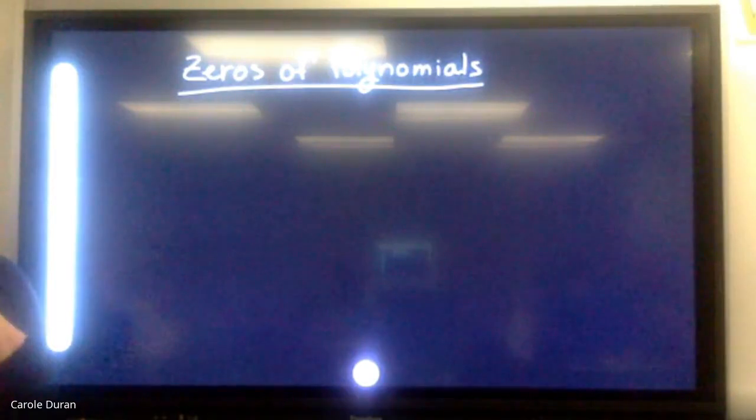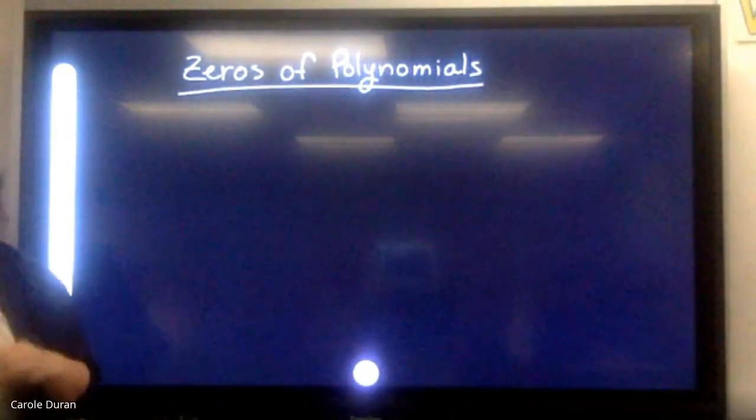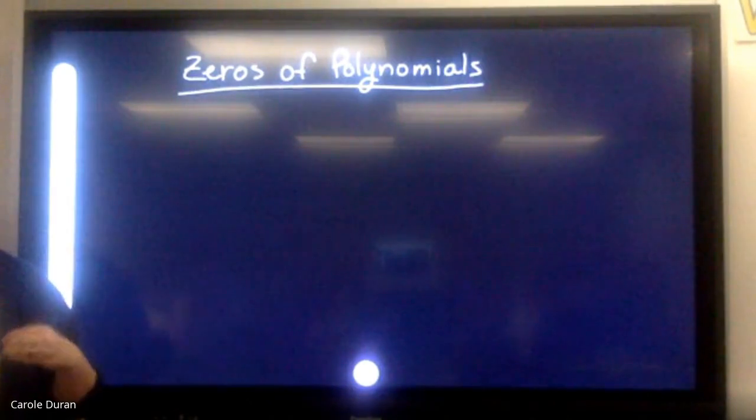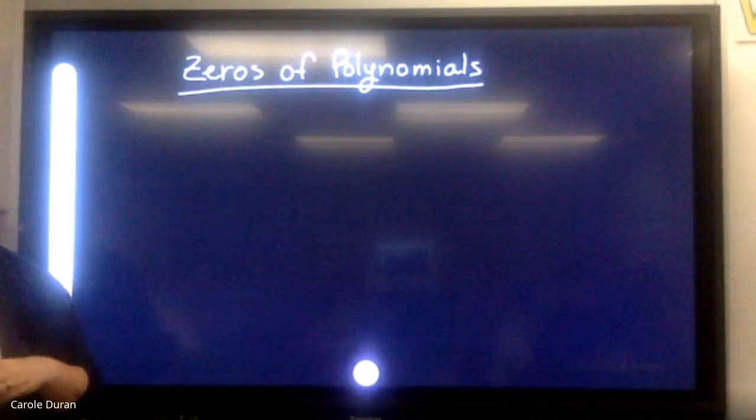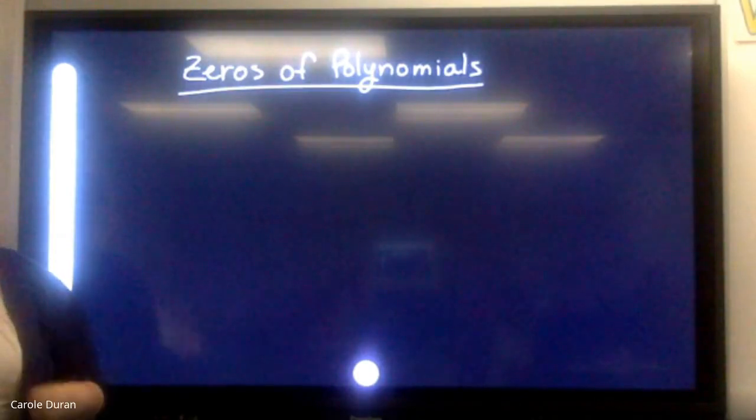Okay, so we did graphing based off of the zeros that we were given and the multiplicity of those zeros. And then at the very end, we actually did one where we found the zeros by factoring, correct? Yes. So what we're doing today is we are learning ways to make finding the zeros a little bit easier.